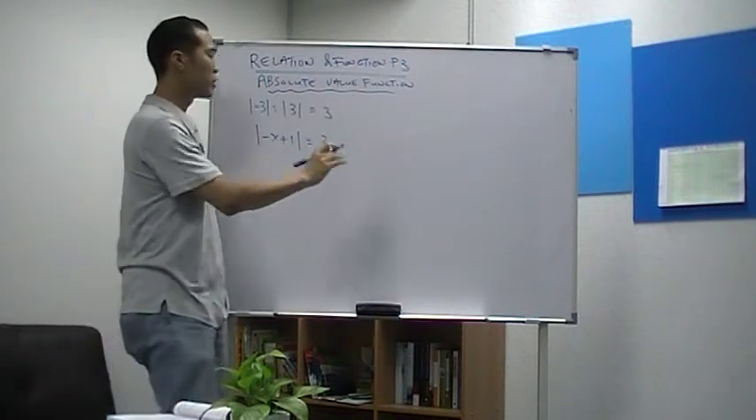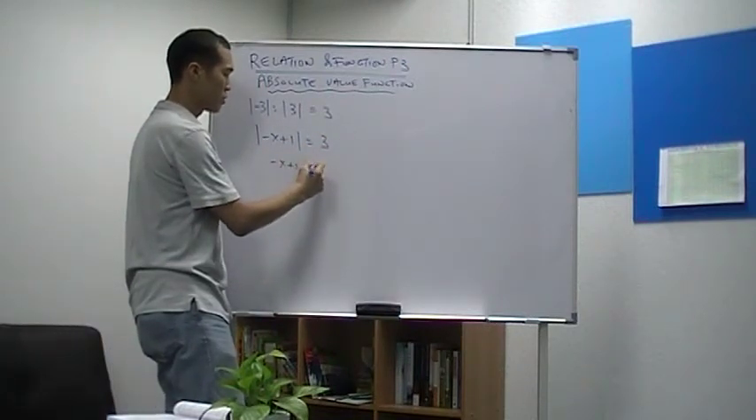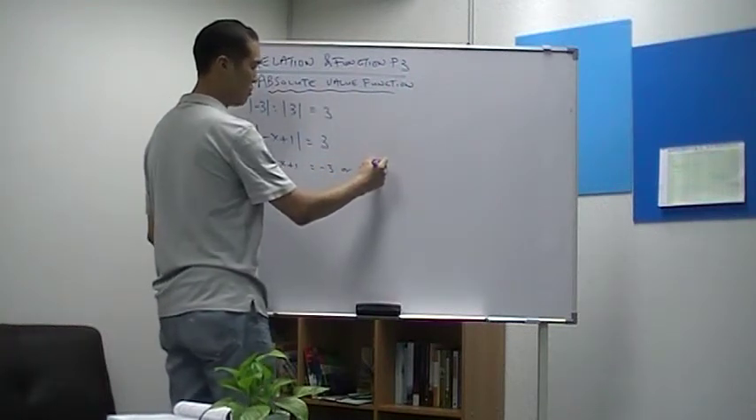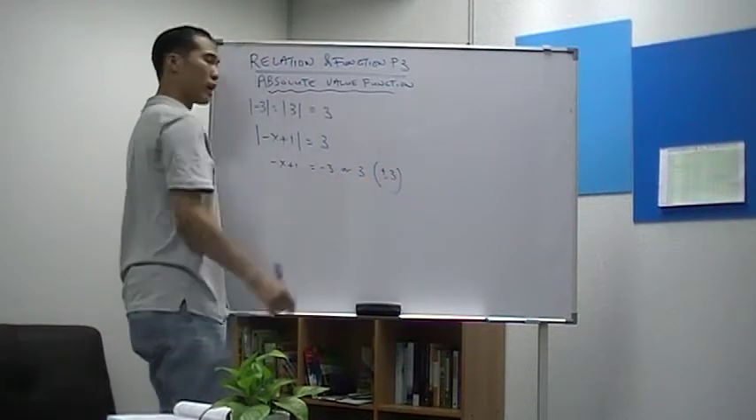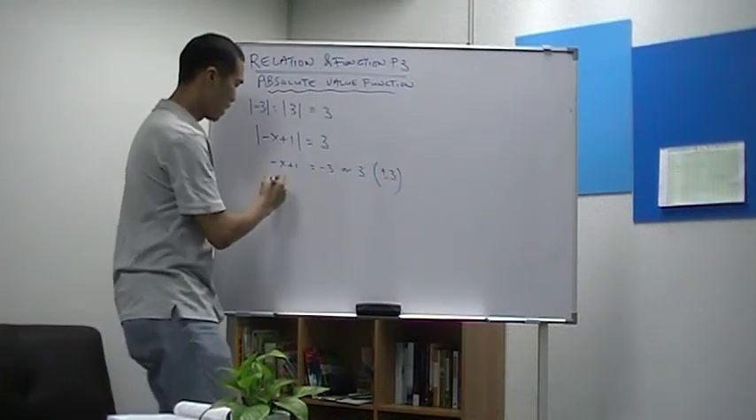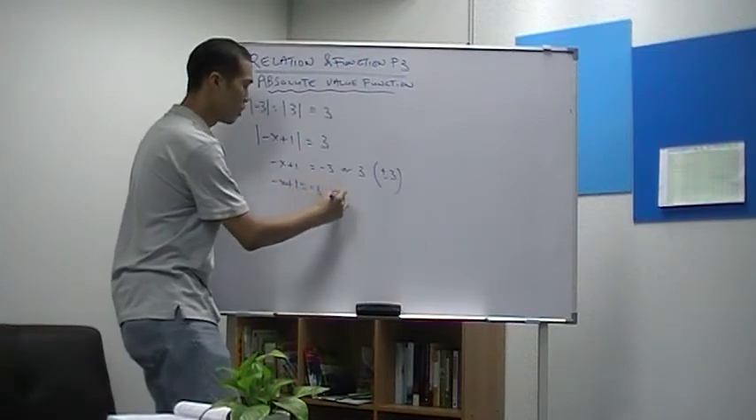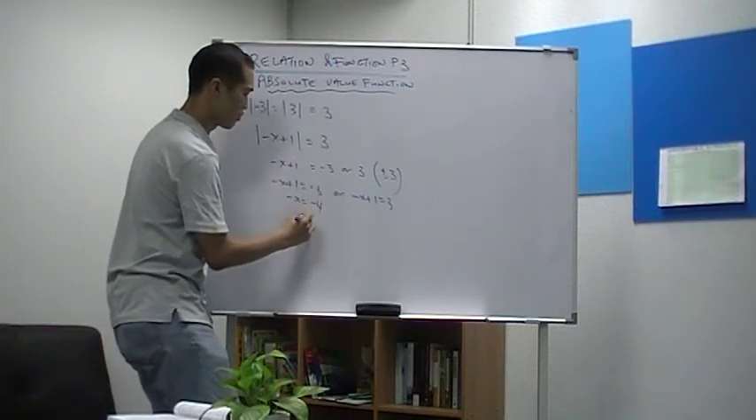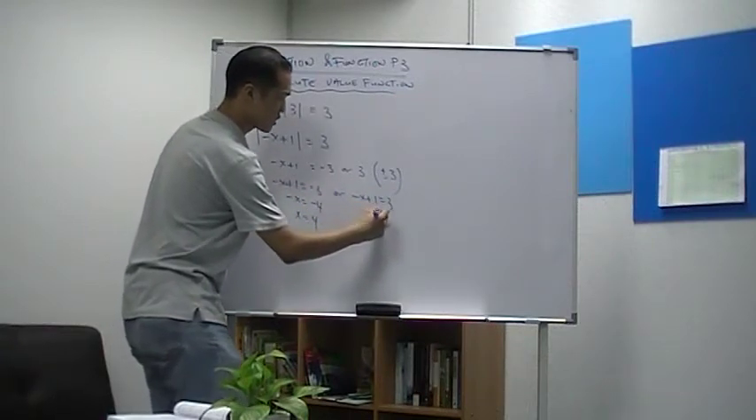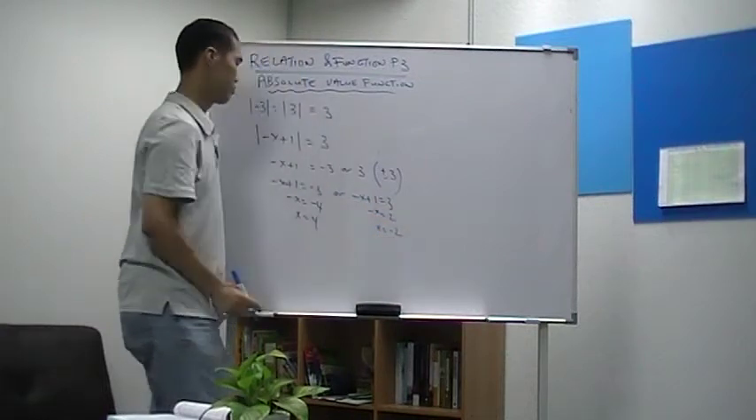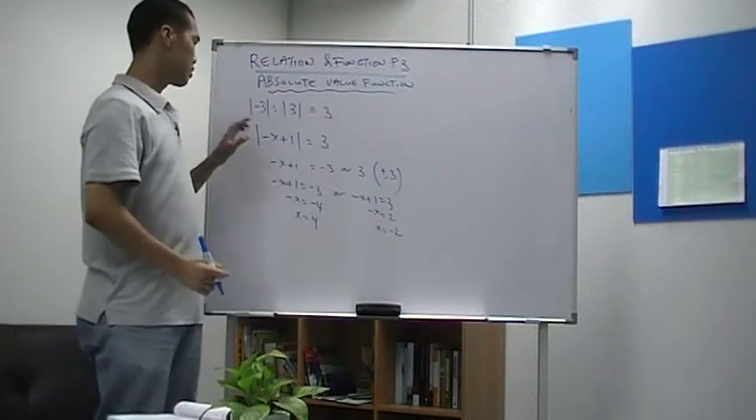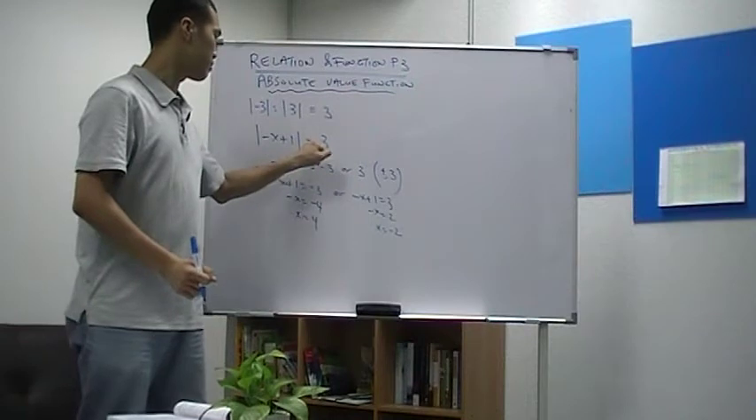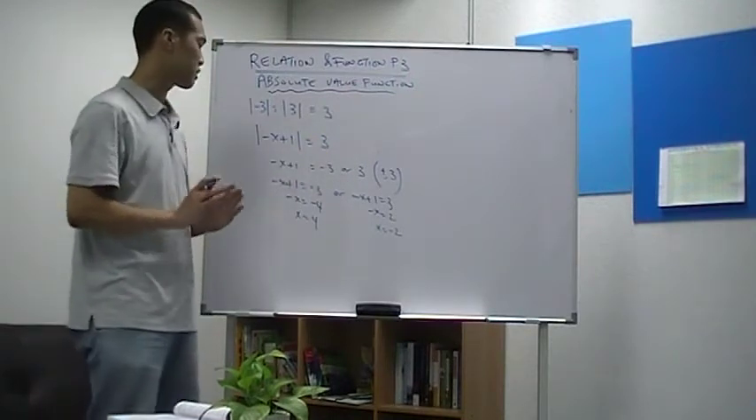So I will take negative x plus 1 equal to negative 3 or positive 3. I can write it in this form. So I have negative x plus 1 equal to negative 3, or negative x plus 1 equal to 3. So negative x equals negative 4, x equals 4, or negative x equals 2, x equals negative 2. So these are the two choices. When I take the absolute sign away, it becomes positive or negative on the other side. This is a basic concept.